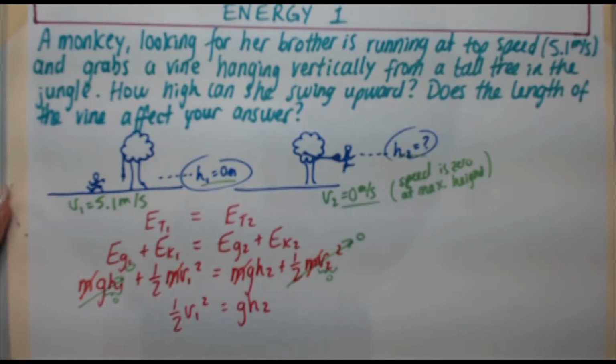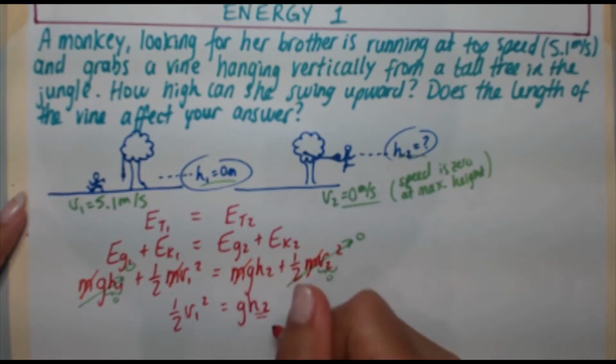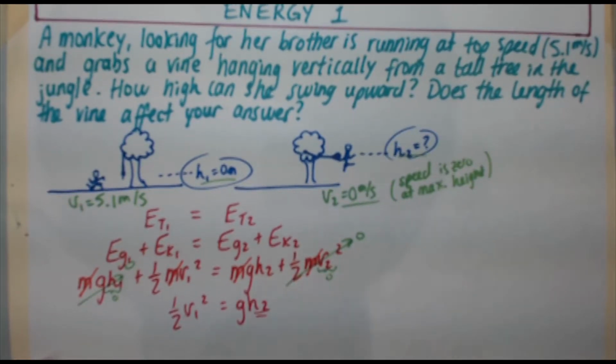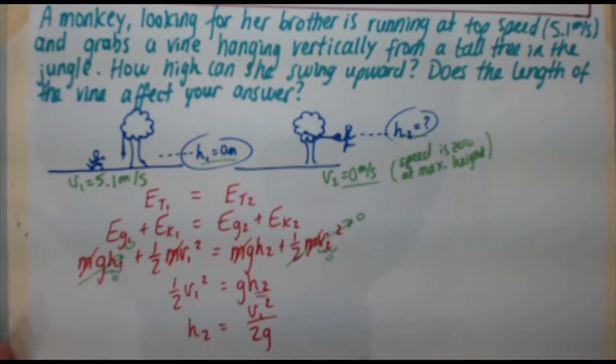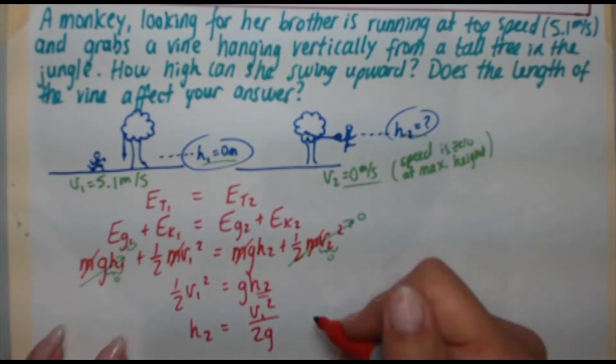Now, what are we looking for here? We are looking for H2, so let's isolate for that. Divide both sides by G. I'm going to bring H2 to the left just to make it look a bit cleaner. And essentially what you're going to get is H2 equals V1 squared over 2G. All I did is put the V1 squared in the top and the 2 in the denominator. So V1 squared over 2G, plug in your values.